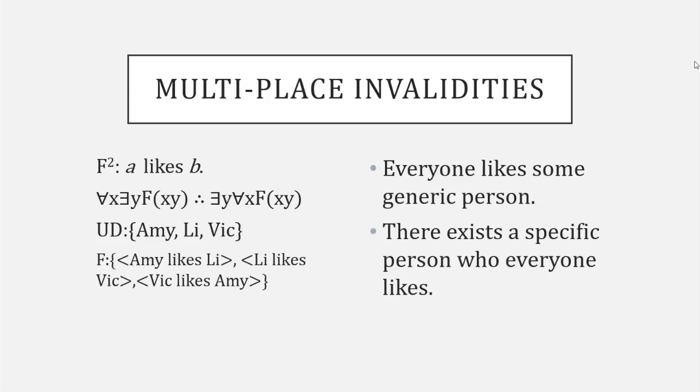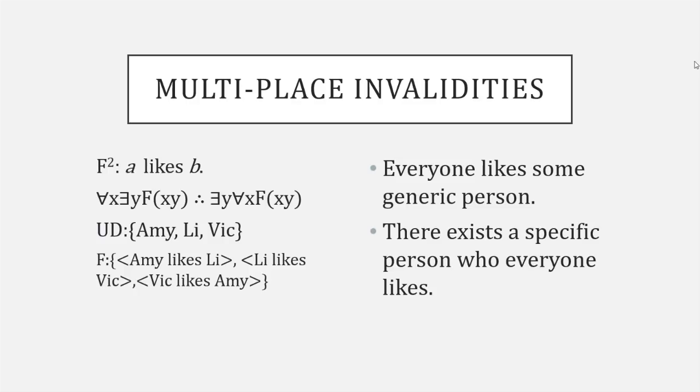We need to do what's called ordered pairs. We'll put these in these little triangular brackets. So here are some things. So suppose we fill it out in this following way. F says Amy likes Lee. Sorry, the first one, Amy likes Lee, so there's an ordered pair. Second one, Lee likes Vic. And the third one, Vic likes Amy. Okay, so filling in which objects the predicates apply to is no longer a matter of just sticking one object in. It's a matter of sticking an ordered pair where the order matters into the predicates. That's how we're going to build models for multiplace.